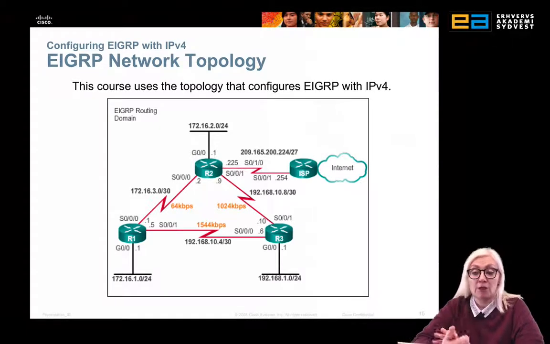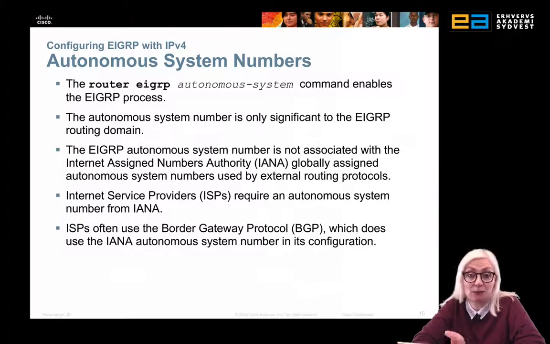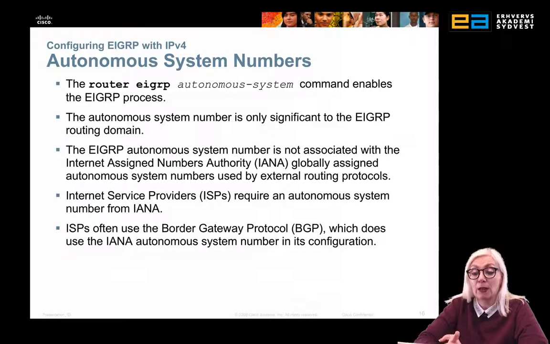First of all, you go into the routing mode by saying router and then EIGRP, and then you need a number. This number is not like the process ID on OSPF, it is the autonomous system. And it's not the same as the autonomous system that is used by IANA. So this is just to implement the EIGRP routing domain. So the autonomous system must be the same on all of our routers.